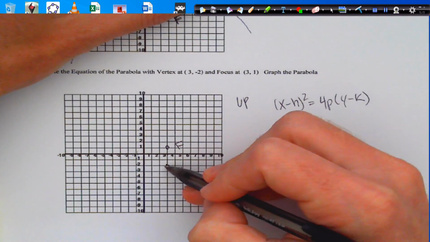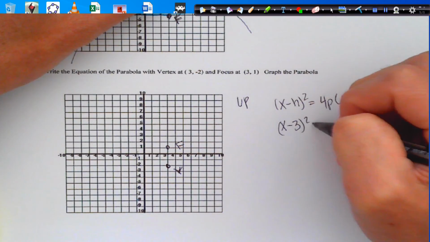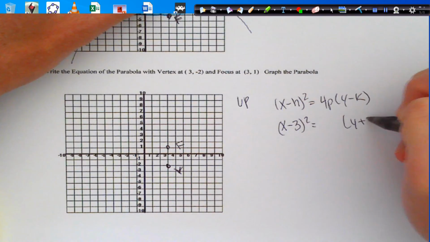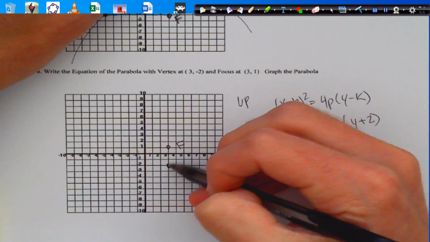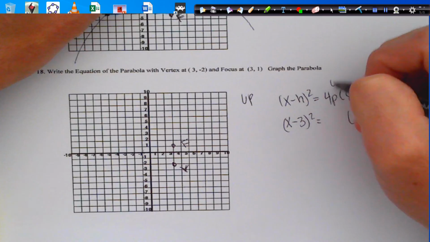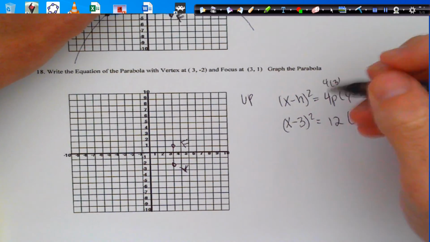So h, k is going to be 3, -2, so it's going to look opposite. That's going to look positive. And then here, p we said is the distance, so it's 1, 2, 3 units away. So we're going to plug in 3, so 4 times 3 is 12. It's going up, so it's going to stay positive.